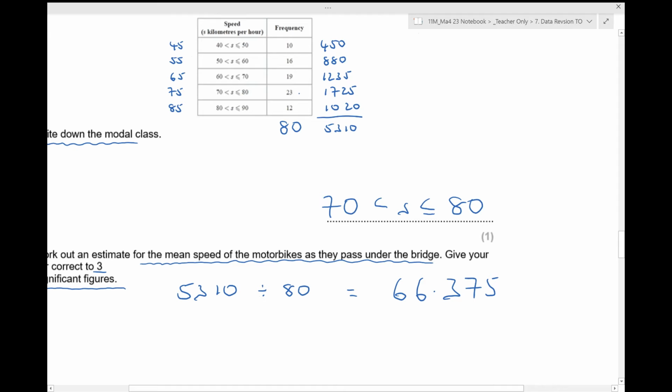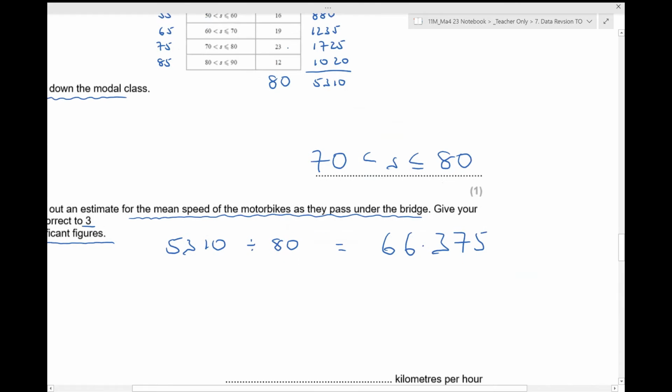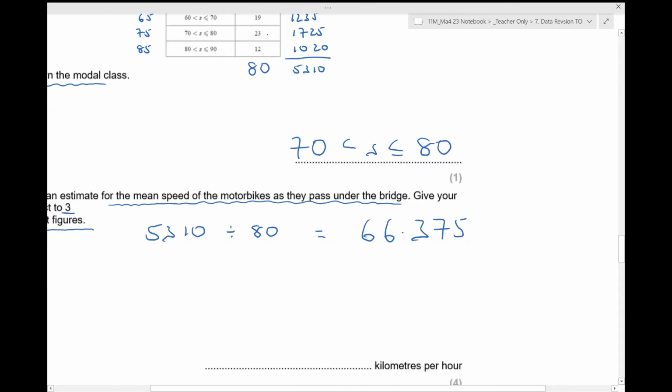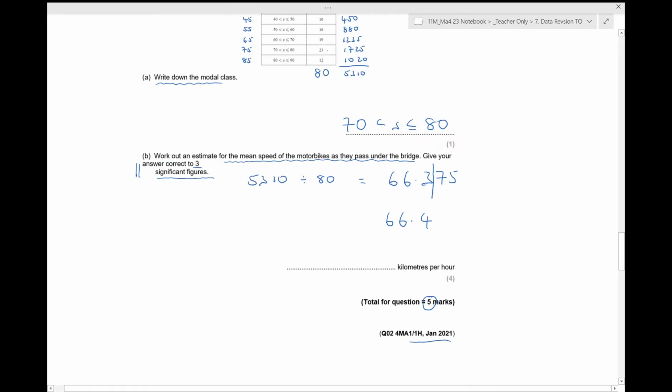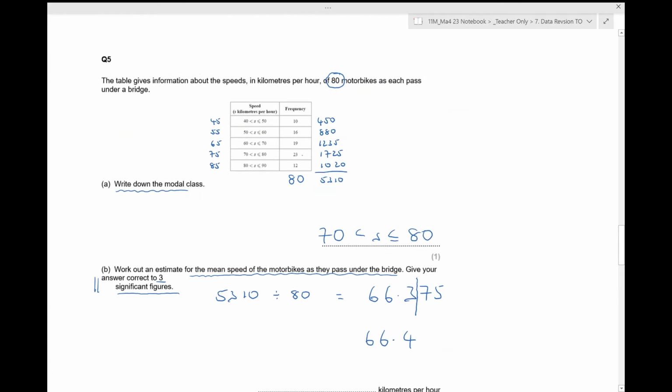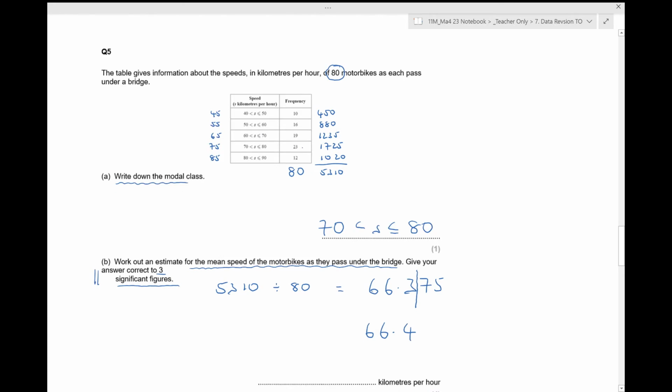But look out, give your answer correct to 3 significant figures. So my answer is going to be 66.4 kilometres per hour. And again, look, that question's 5 marks on January 21's paper. So with any luck, once you practice these, that's a straightforward 5 marks.